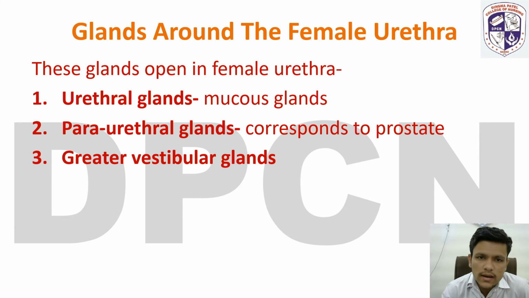Okay, next, glands around the female urethra. The glands open into the female urethra. There are mainly three glands. First of all, urethral glands. Second, paraurethral glands, and third, greater vestibular glands. First, the urethral gland is a formation of mucus glands, also known as the urethral gland. Next, the paraurethral gland corresponds to the prostate. And third, the greater vestibular gland.